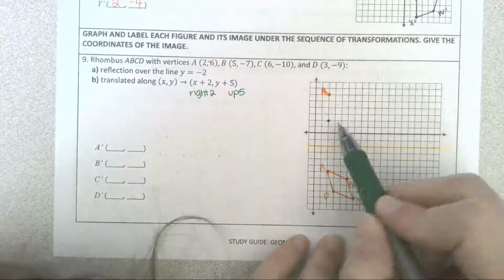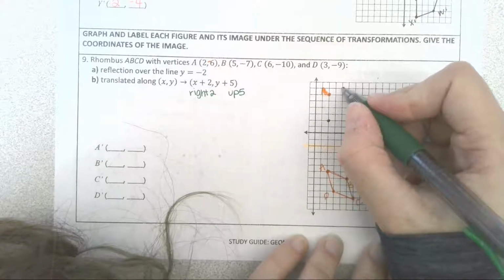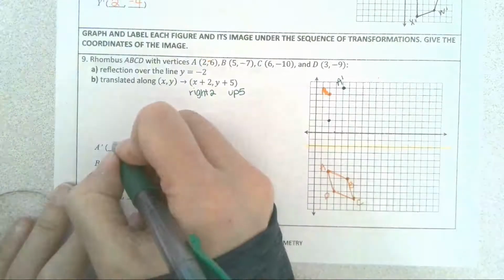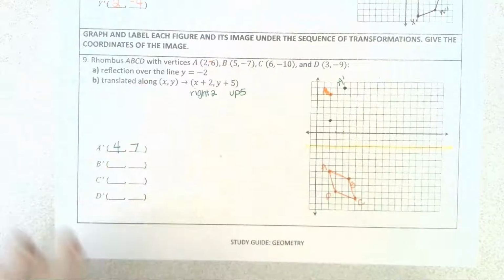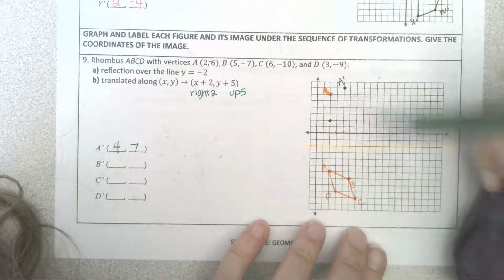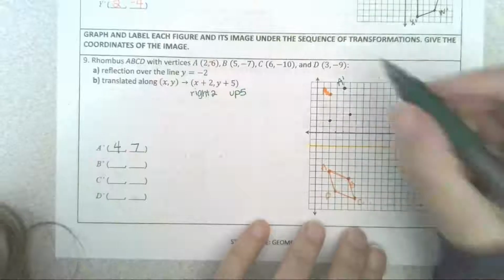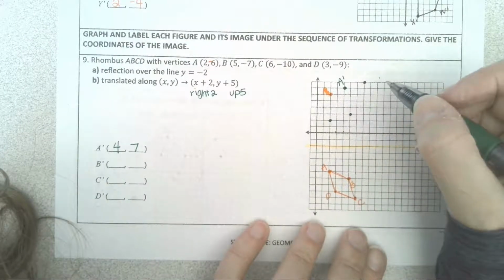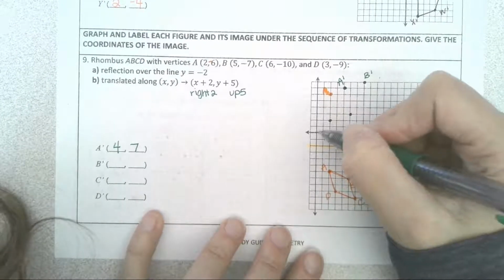And then I have to take that and move it to the right 2 and up 5. So A prime is going to be up here. That's at 4, and then 1, 2, 3, 4, 5, 6, 7. So A prime is at 4, 7. Now let's do B. So it's 1, 2, 3, 4, 5 units away. And then right 2 and up 5. So that's B prime. That's going to be at 7, 8.